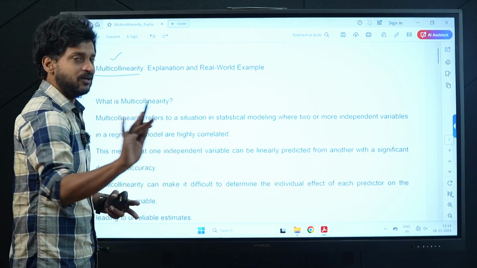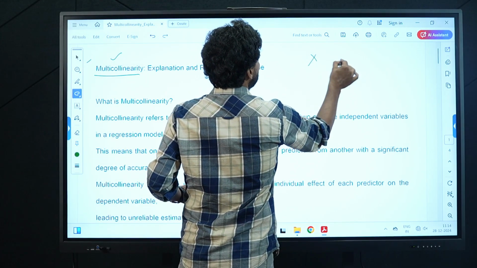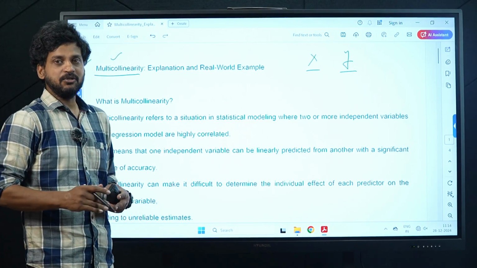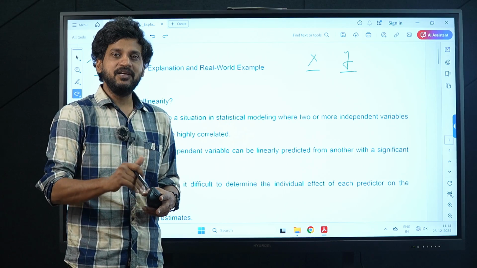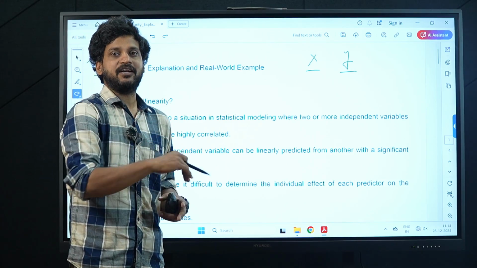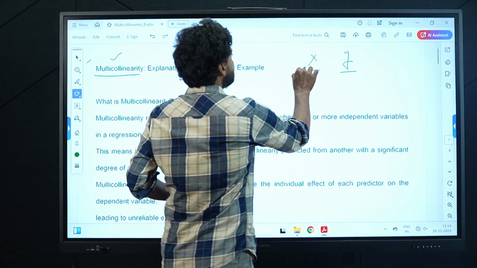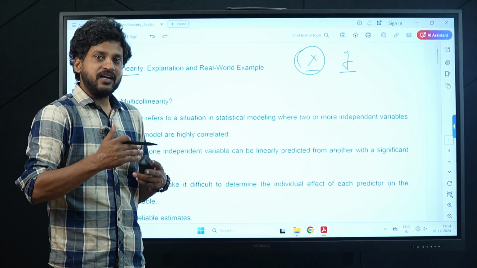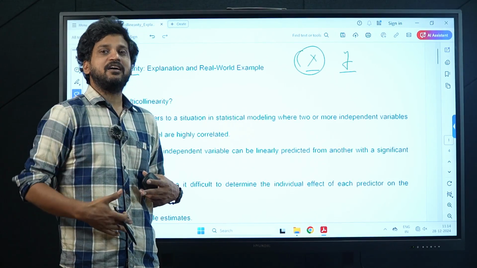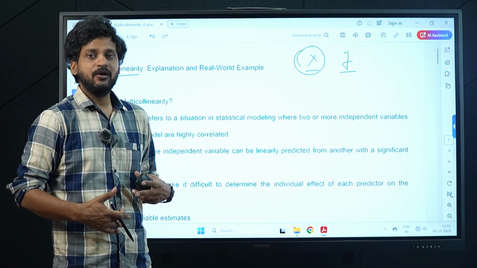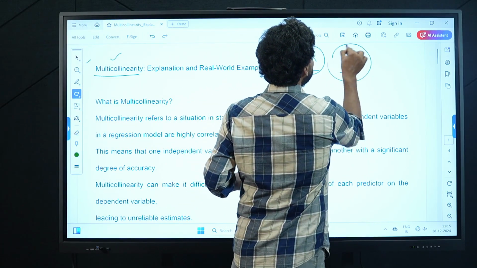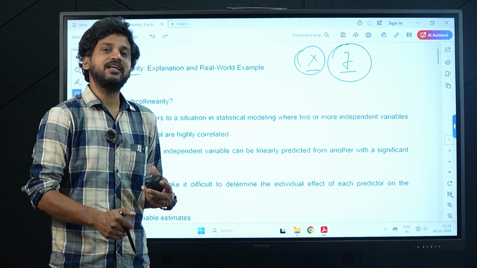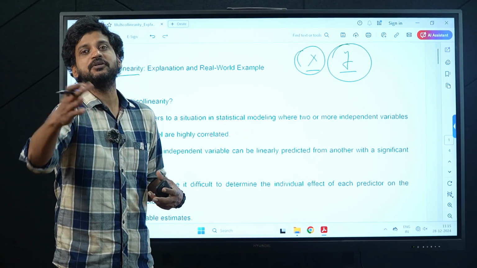Let us understand. Multicollinearity means, let us say there is a data set and there are two features or two variables, x and y. Now, if one of them is being affected, for instance, let us say x is being affected, by the amount that x is being affected, y also is being affected by the same amount. This is called multicollinearity. If x is being affected, similarly, at the same rate, y also is being affected.